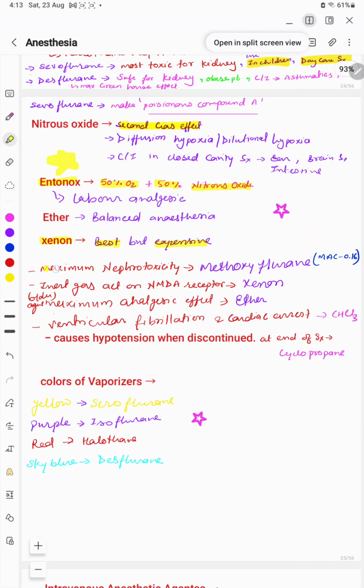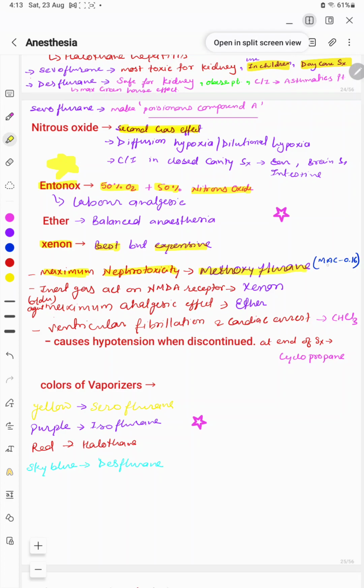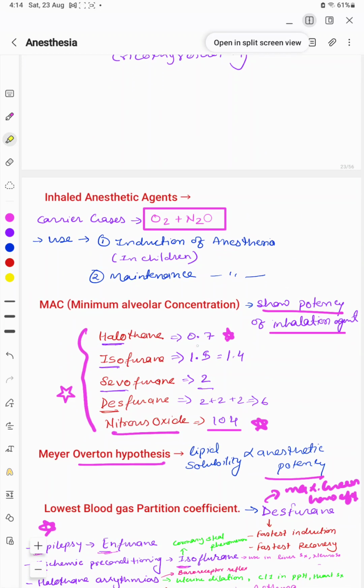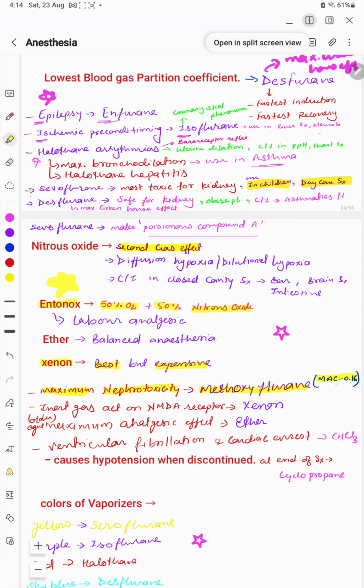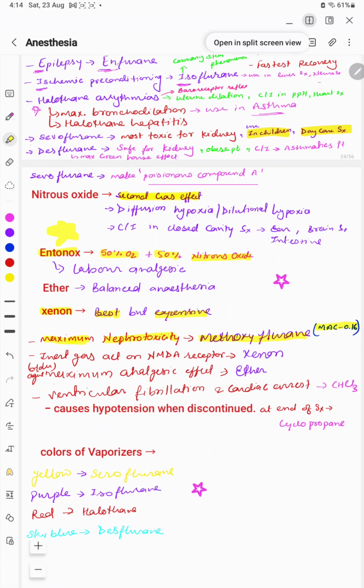Okay, maximum nephrotoxicity, if they ask what is the maximum nephrotoxicity, methoxyflurane, and the MAC for methoxyflurane is 0.16. This is most important. When we check the MAC, you see here 0.7 for halothane, but methoxyflurane is lesser than halothane at 0.16. So when they ask which one has the lowest MAC, the answer is methoxyflurane. When methoxyflurane is not in the answer, then you will go for halothane.